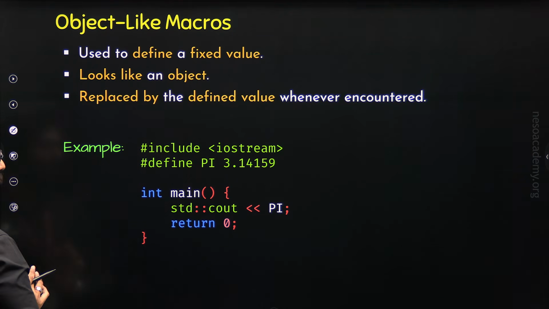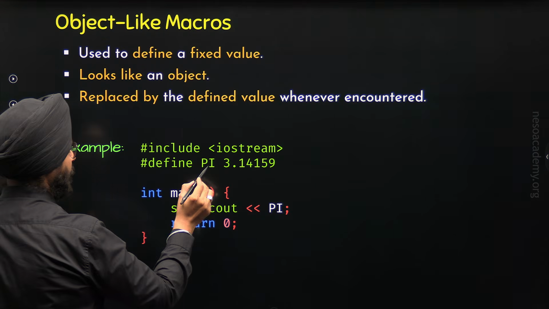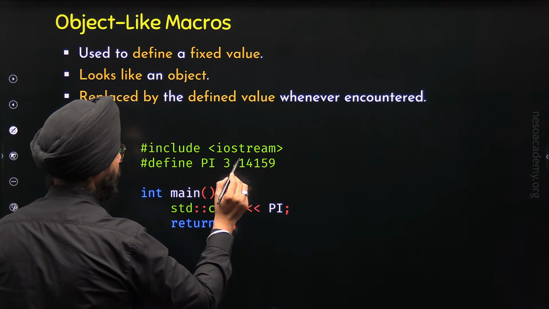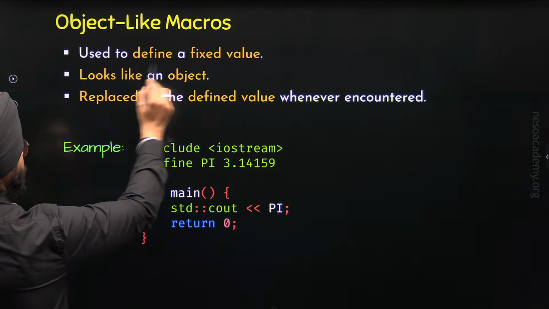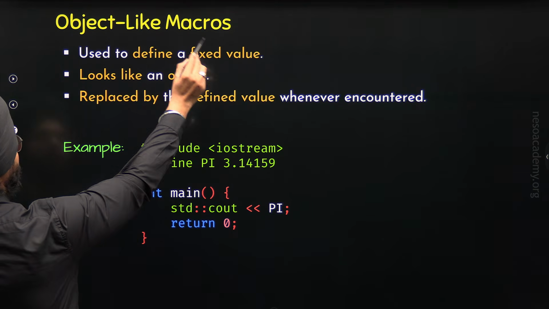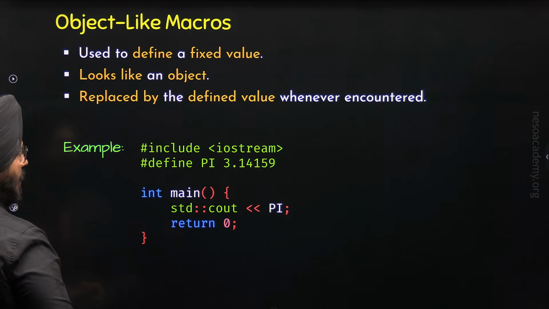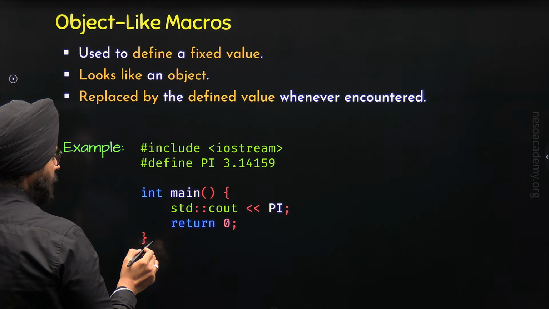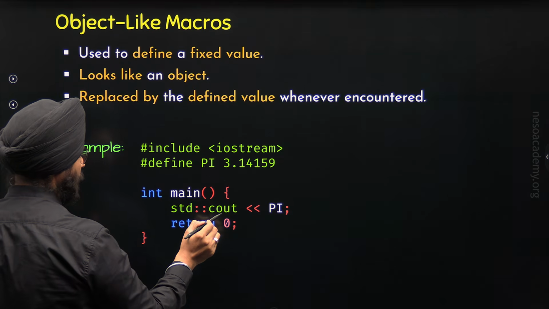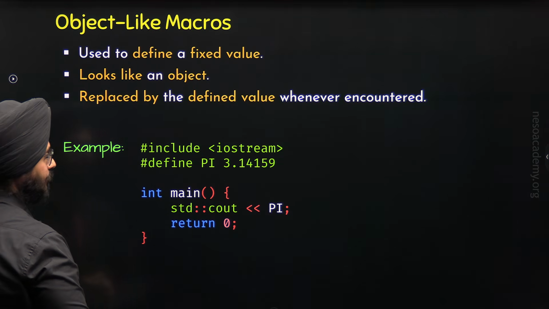I hope it is clear to you. And here it is used to define this fixed value 3.14159. This is what I have mentioned here. Object-like macro is used to define a fixed value. I am doing the same thing. Now, in this main function, I am using this cout to print the value of pi.